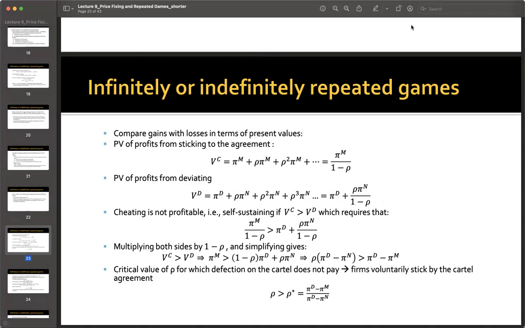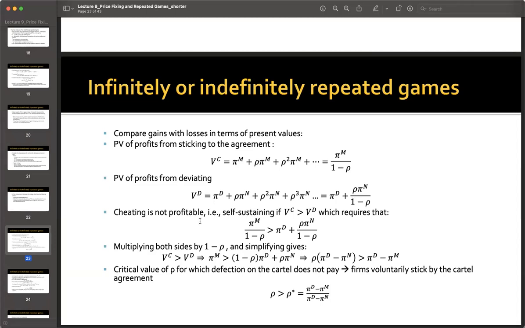Okay. So let's talk about deviations. So this deviation value is just the sum of the one-shot deviation here, which is higher than the monopoly, like we said. But then all future values that you'll get from selling in this industry will be pi n, because everyone commits to the Nash equilibrium here. And this section here is just rho times the value of the stream of pi n, an indefinite stream of pi n. So that's why it's rho times pi n over 1 minus rho.